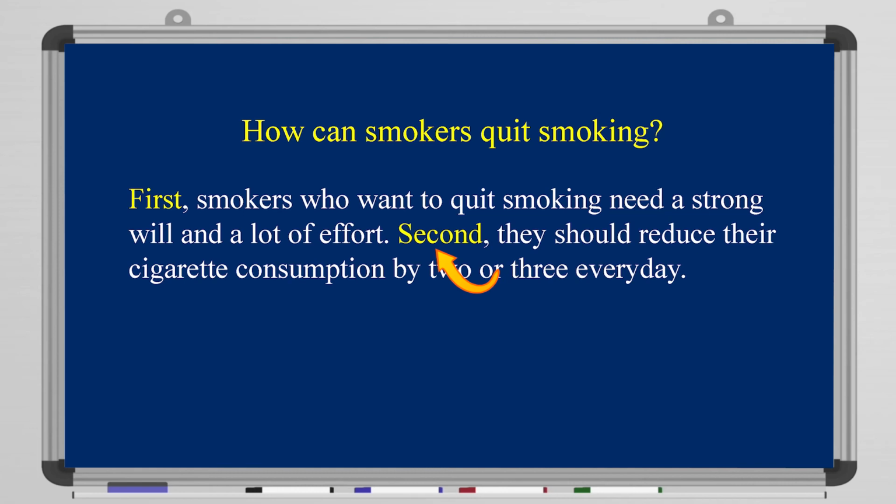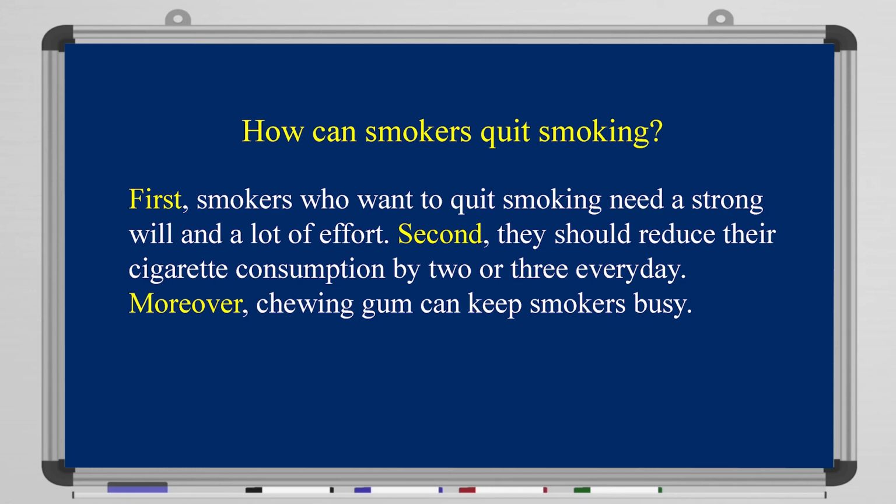Second, they should reduce their cigarette consumption by 2 or 3 cigarettes every day. So I minimized the cigarettes, just like in the passage, but in a different way. So this is the idea that I summarized, that cutting down cigarettes helps, but I put it in a full grammatical sentence using second to join the sentence with the first sentence.